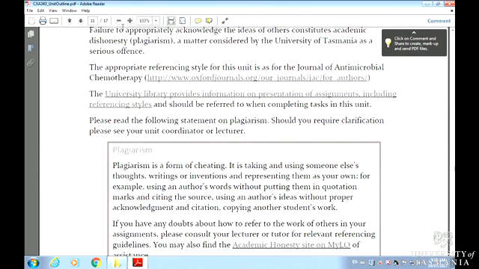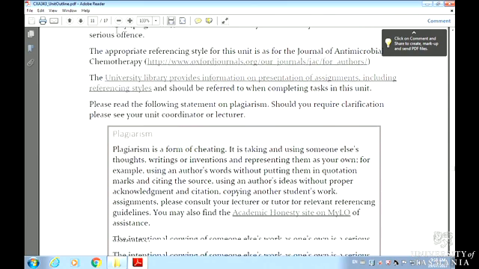Referencing: for all of my assignments, reference it to the journal called the Journal of Antimicrobial Chemotherapy. Their style is a style I use for everything that I do, so just use that one single style, become used to it, and it's just easy for you, as opposed to saying this time do this one, this time do something else. Just do one style for all your referencing, should be fine.